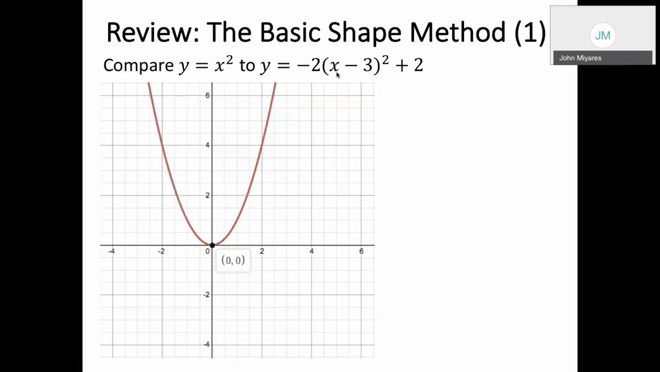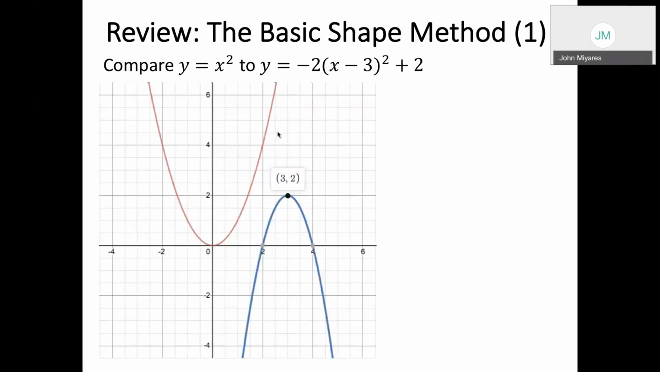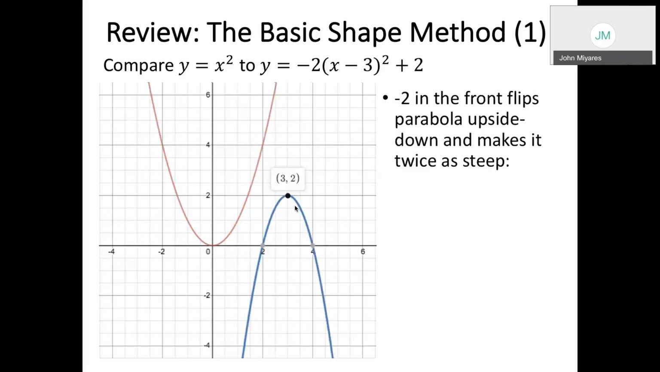If we were to generate this on a calculator or in a utility like Desmos, we would get a graph that looks something like this. But what I want to look at specifically here is why this blue parabola has the shape that it does and why the vertex is where it is. First, the negative 2 in front of that entire expression serves two purposes. By making what we are squaring negative, the parabola is going to turn itself upside down.